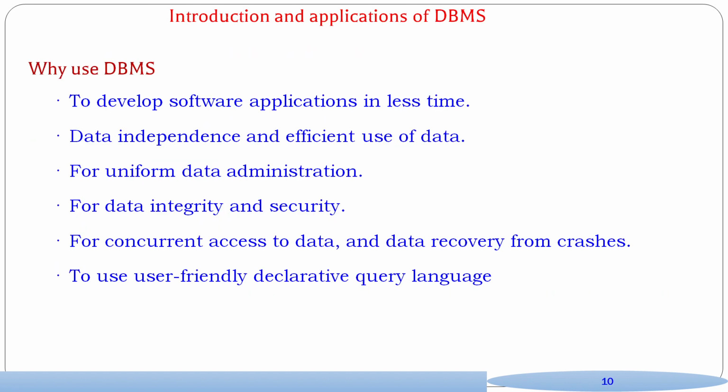Why do we use DBMS? There are so many shortcomings in the file management system. To overcome that, the DBMS was developed, and these are the uses of DBMS: to develop software applications in less time, so DBMS acts as a backend for developing software applications; data independence and efficient use of data; for uniform data administration, for data integrity and security, for concurrent access to data, and data recovery from crashes. Whenever the system is crashing, we can recover the data.